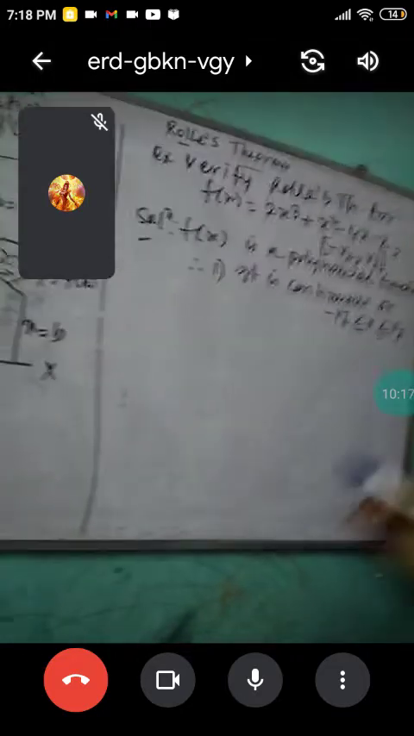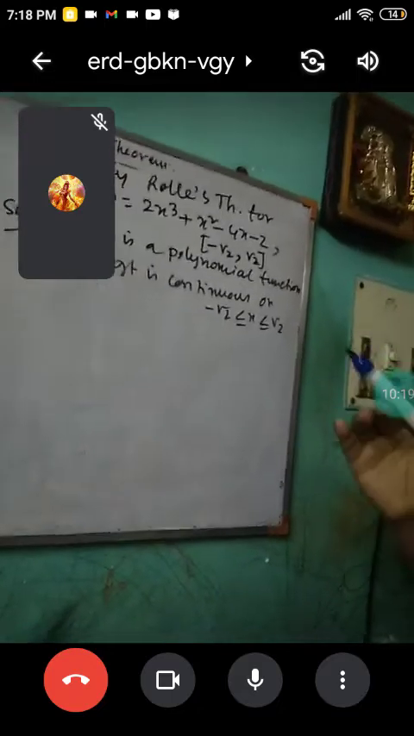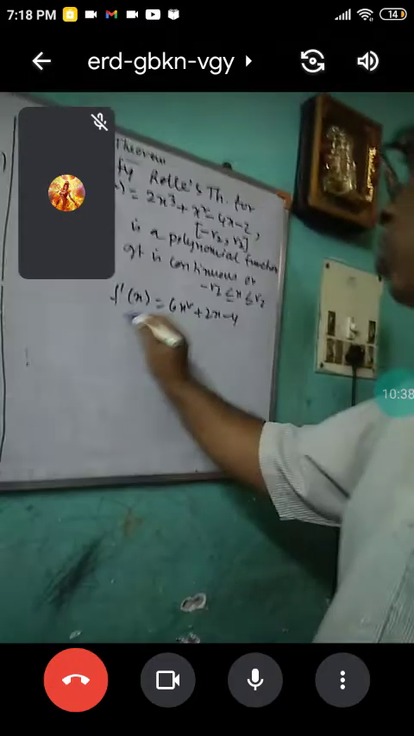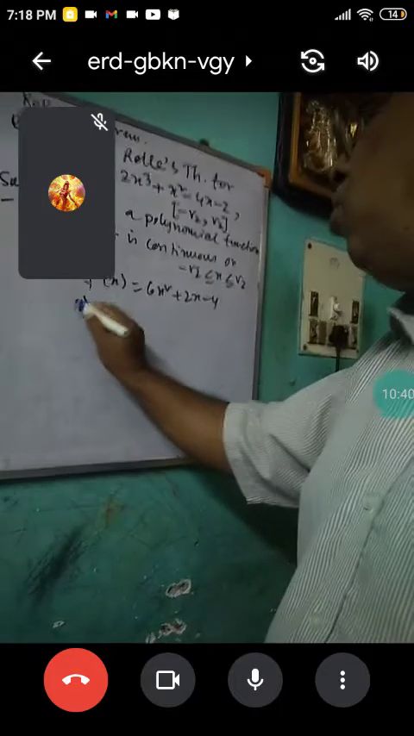In Rolle's theorem, there are three conditions. If any one of the three conditions is not satisfied, then Rolle's theorem does not verify. This is very important. So for Rolle's theorem, all three conditions should be satisfied. Now, what is f dash x? f dash x is 6x square plus 2x minus 4. It is also a polynomial function. Therefore, it is derivable.